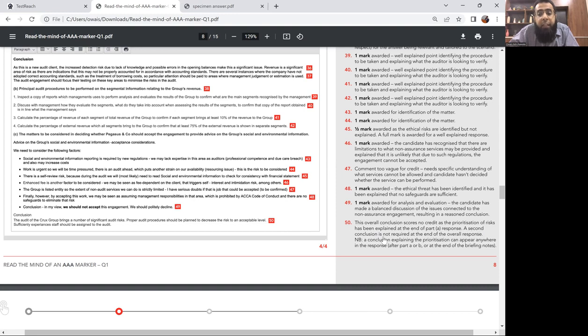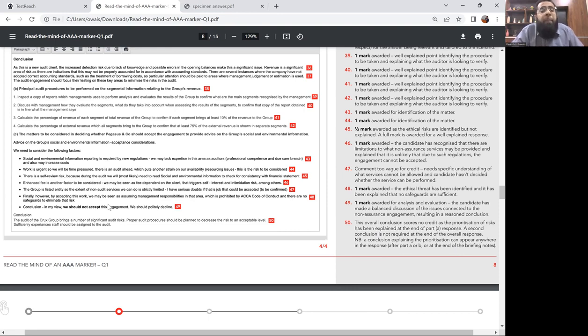Okay. A second conclusion is not required at the end of the overall response. A conclusion explaining the prioritization can appear anywhere in the response after part A, B, or at the end of the briefing. So I have already explained this issue earlier also.